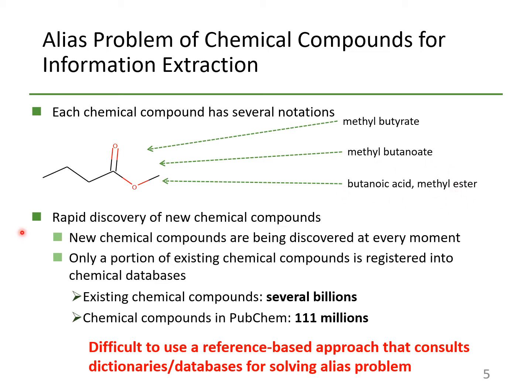Moreover, new chemical compounds are being discovered at every moment, and database registration of chemical compounds has not caught up. It is said that several billions of chemical compounds exist, but only a portion of these is registered in chemical databases. Even PubChem, one of the largest databases of chemical compounds, includes information of only approximately 111 million chemical compounds. Therefore, we think it is difficult to use a reference-based approach that consults dictionaries or databases for solving the alias problem.